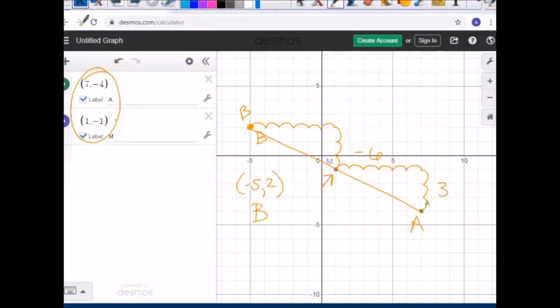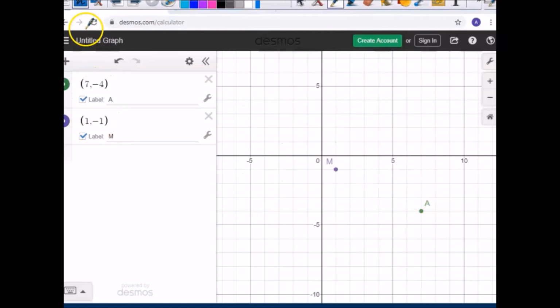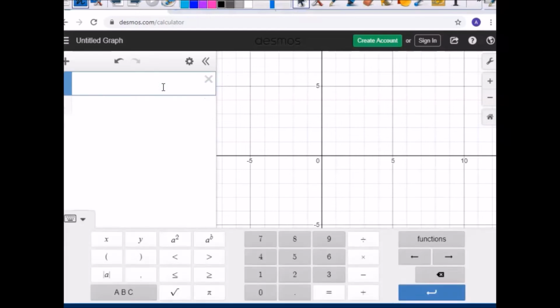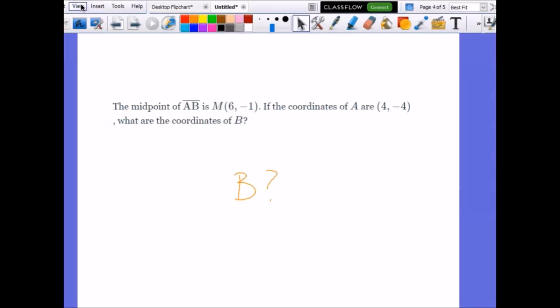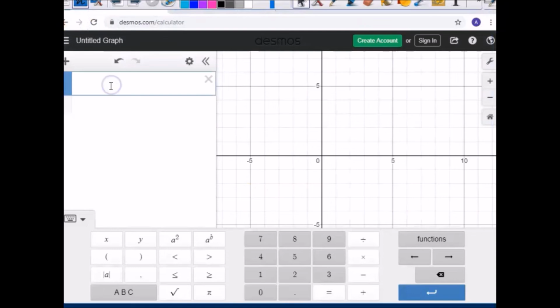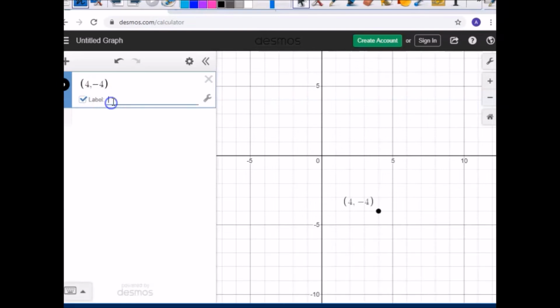We're going to go back to Desmos. Let me clear this out. So I'm going to go right here, take these out. All right. Now my points were 4, -4, and 6, -1. So right here, I'm going to go 4, comma, -4. That was my A. I'm going to use my keyboard, just going to Control Shift, bam.